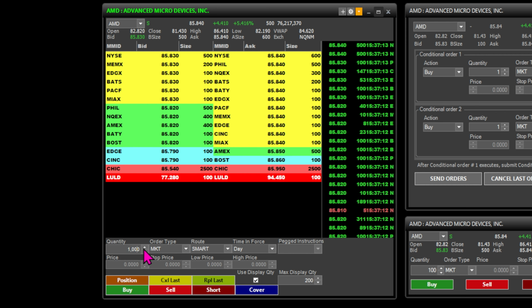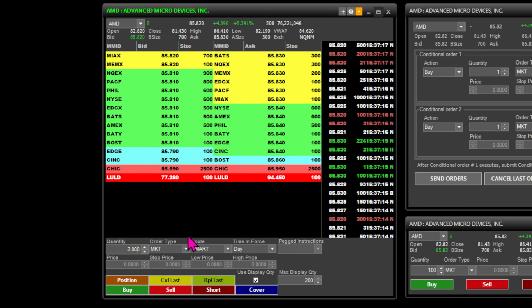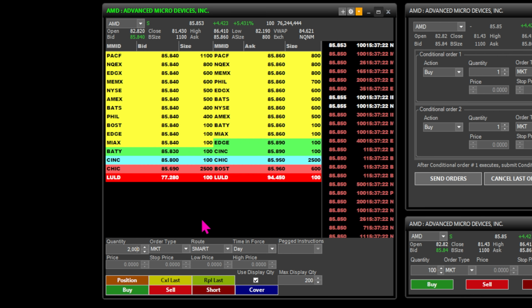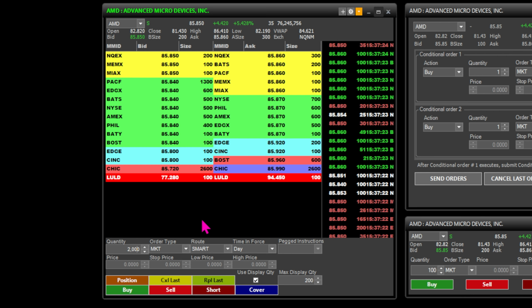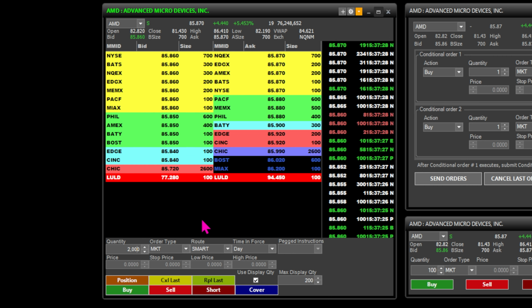It's as simple as selecting the quantity, having it here, and then clicking the buy button. The broker is going to handle everything else, and then you'll get filled. You're guaranteed to get filled, and you'll get filled at the best price that your broker can provide.